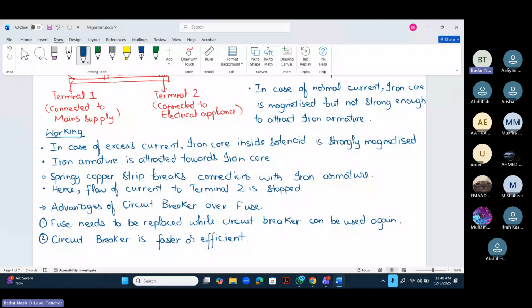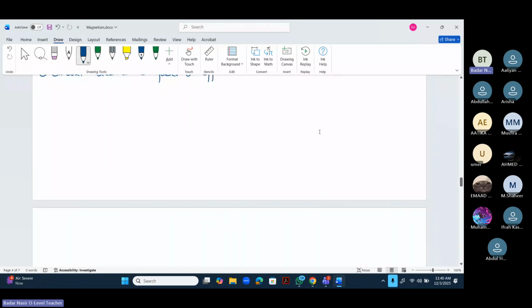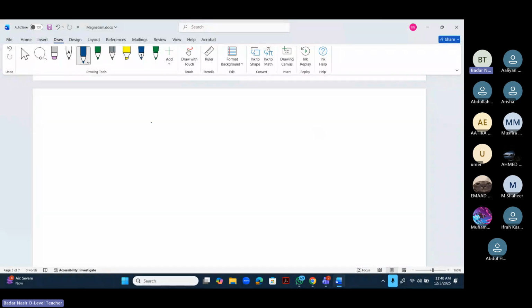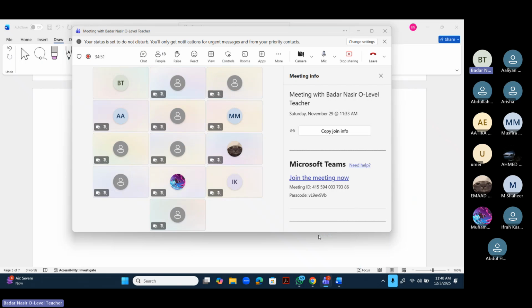Okay. Now let's just start with the next topic, which is about the magnetic force. Okay. If anyone has any confusion, beta, please feel free to ask. किसी को कोई बात नहीं समझ आई है तो आप प्लीज मुझसे पूछ सकते हो.